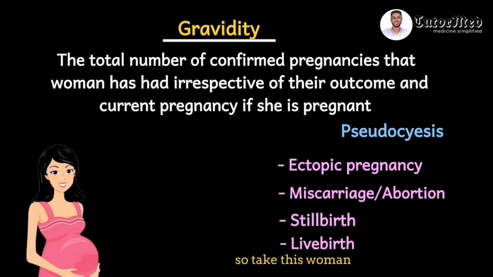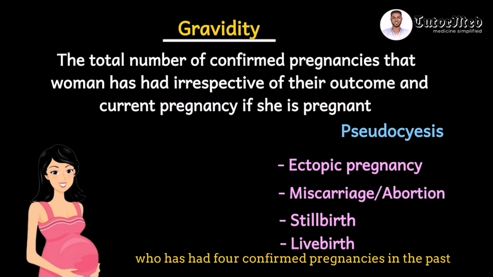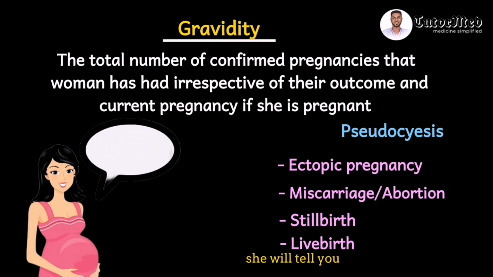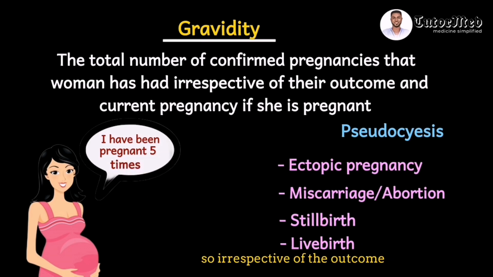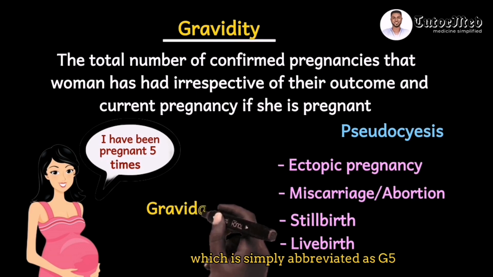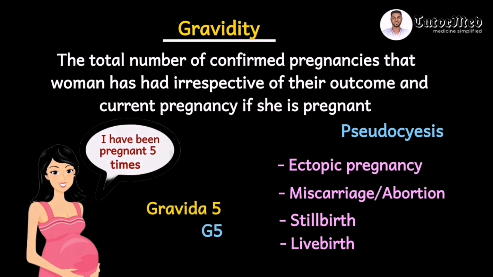So take this woman who has had 4 confirmed pregnancies in the past and is currently pregnant. She will tell you, I have been pregnant 5 times. So irrespective of the outcome, because she had 5 confirmed pregnancies, or she has 4 confirmed pregnancies plus her current pregnancy, she is described as Gravida 5, which is simply abbreviated as G5. Very good.